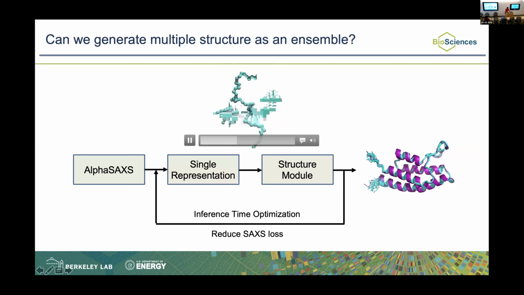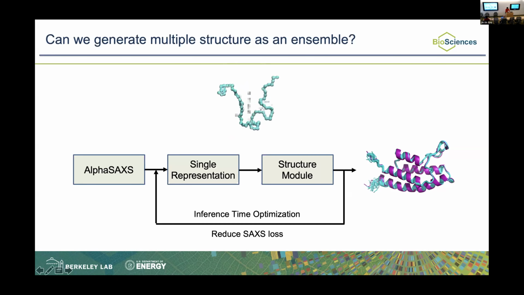What it generates is something like this. It's just not a movie here. I overlay all the structures, all the flexible regions generated by the model. The purple one is the original, the single state we generated with AlphaSAXS, and all the blue regions are the ensemble we generated. So basically, we can generate a dynamic ensemble of the protein that we can consider as the moving, or the possible movement, of the protein.